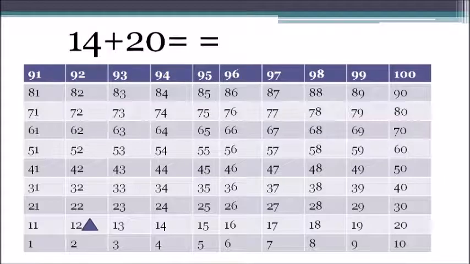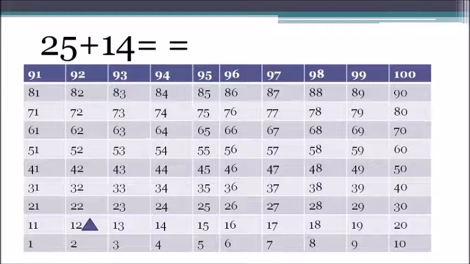Remember one thing, in this game you cannot move diagonally. You can only move upward, downward, left or right. It seems more interesting. Let's play the game at a harder level. Okay. So the next question is 25 plus 14.